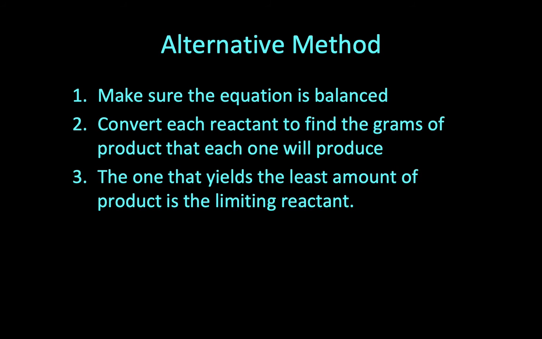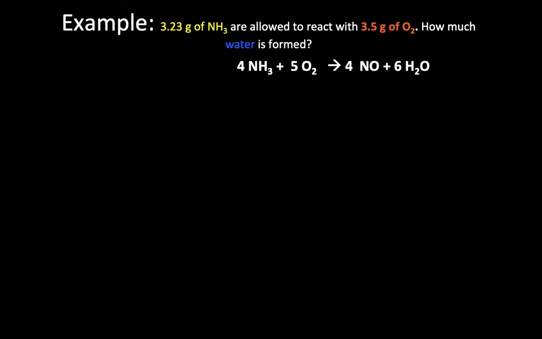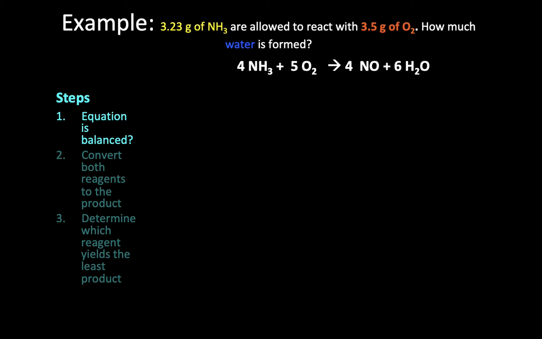Here's our steps here. Again, always make sure the equation is balanced. Then we're going to convert both reactants into grams of the product, and then we'll find out which one produced the least, and that one would be the one that had limited our equation. We'll use the same example to do our second method here. Again, these were our steps. Our first step was to be sure the equation is balanced, which we've already done. Now we're going to convert both reagents that we have given in the problem into the product of water which is the one we're looking for.